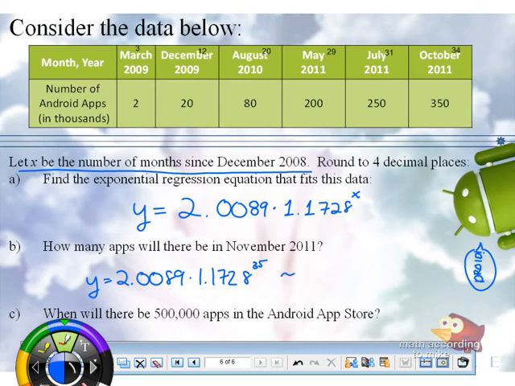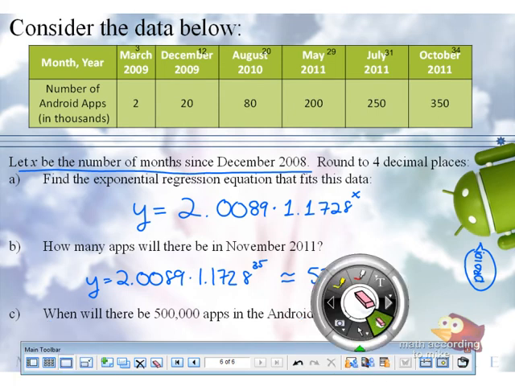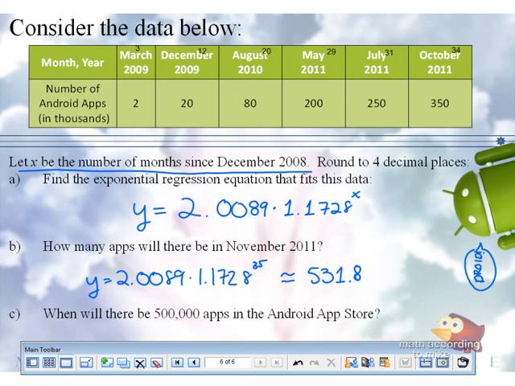531.8594. Did anyone else get that? 531.85, I apologize. And that's in what units? Thousands. So in 1 month's time, from October 2011, there's going to be 180,000 more apps. That's crazy.